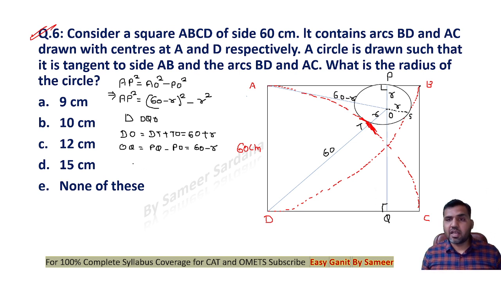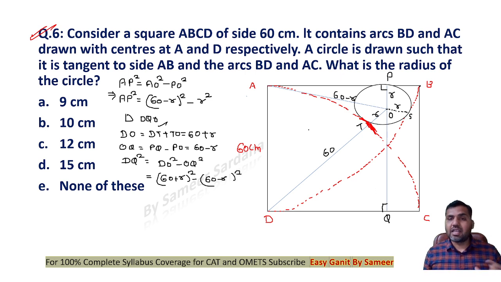Now in the triangle DQO, apply the Pythagoras theorem. DQ square will be equal to DO square minus OQ square. What is DO? It is 60 plus R, whole square, minus OQ square. What is OQ? It is 60 minus R, so this is 60 minus R whole square. Now you see that the length of AP is the same as the length of DQ.